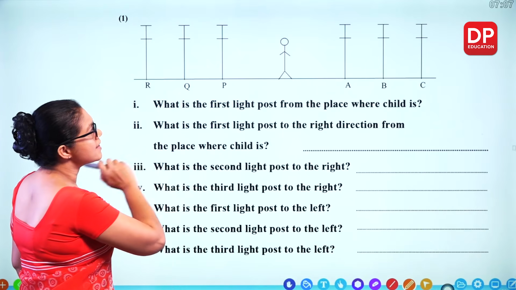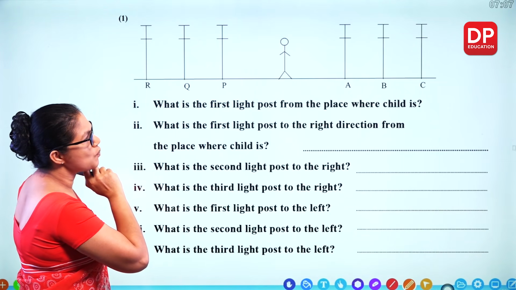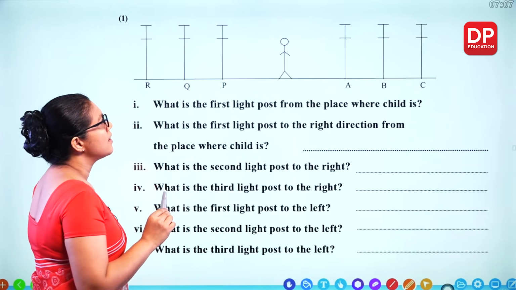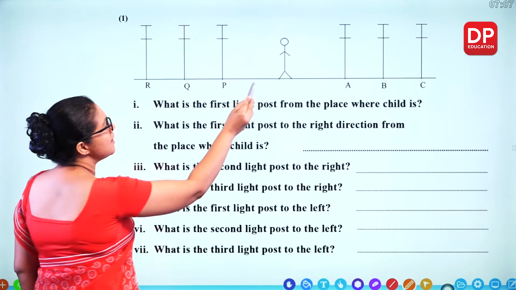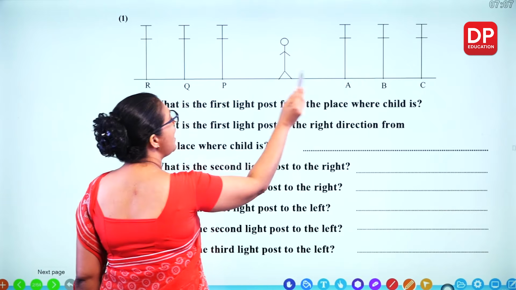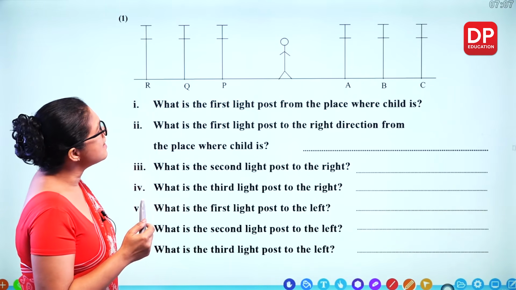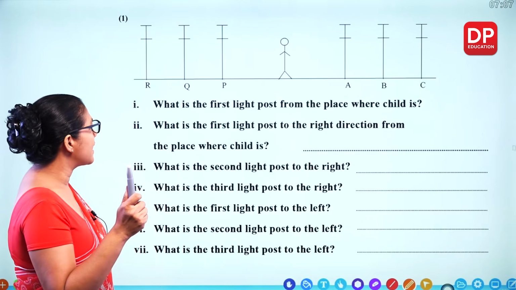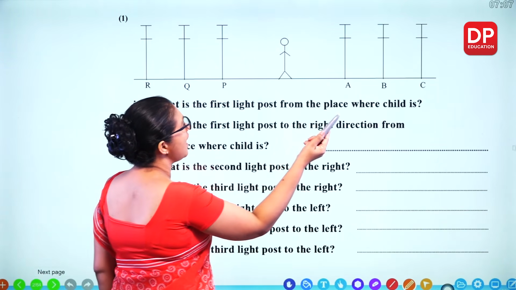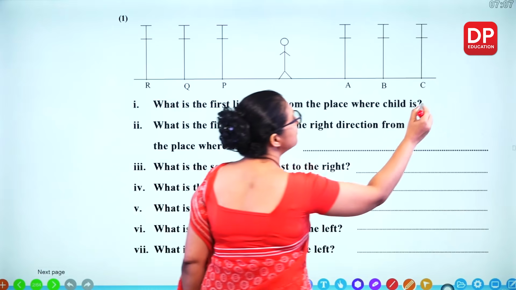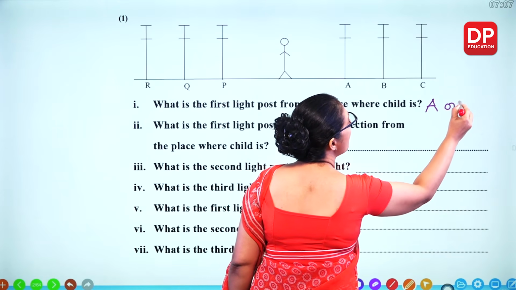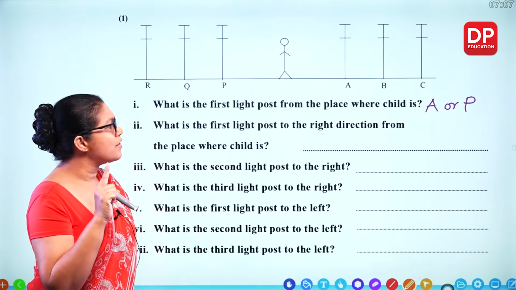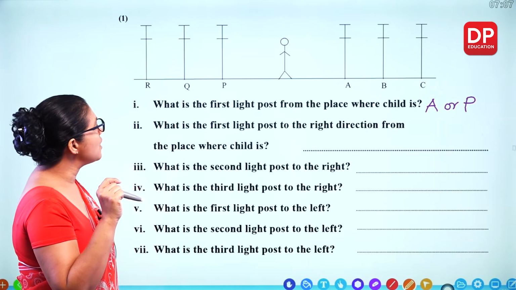What is the first light post from the place where the child is? What can you say about this diagram? The distance from here to A or here to P is the same. So we can't say which point exactly. We can say either A or P. What is the first light post to the right direction from the place where the child is?